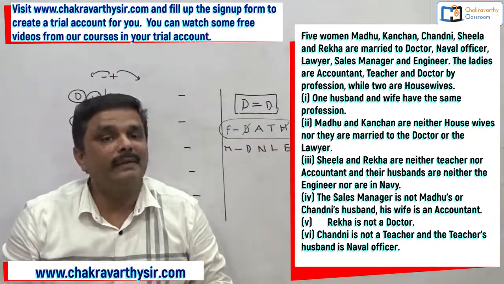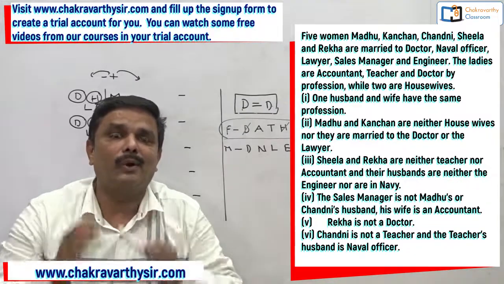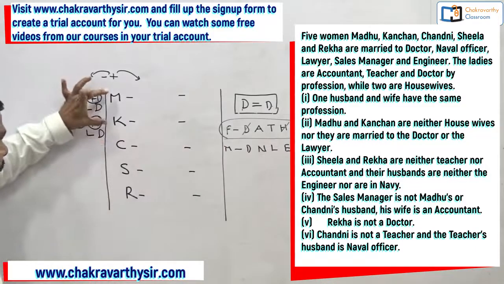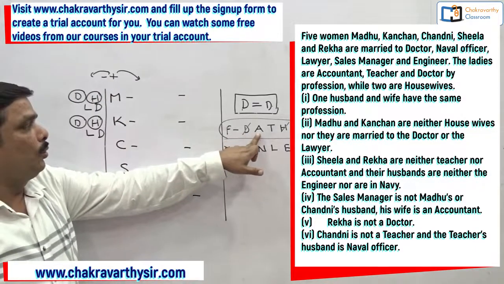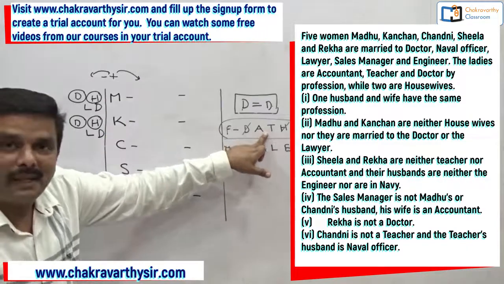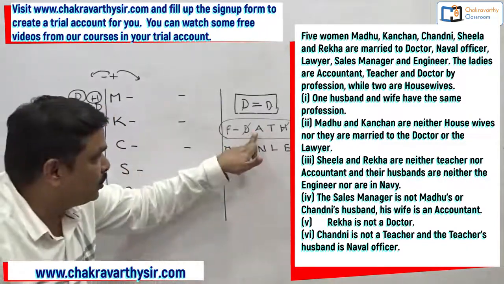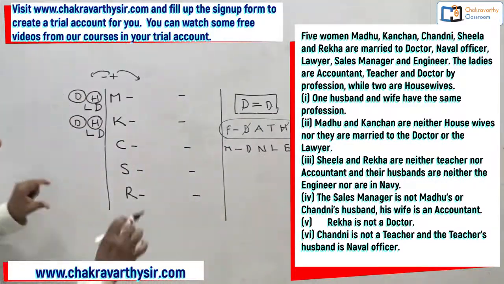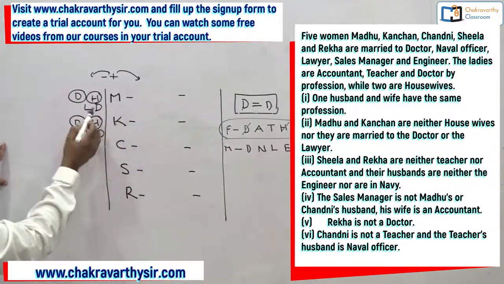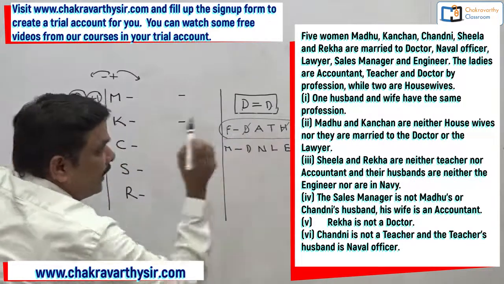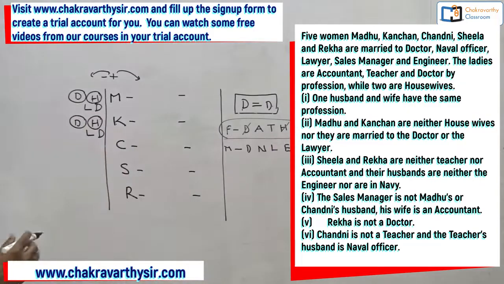Remember, students, in reasoning, particularly critical or logical reasoning, one important finding is this one. Two persons are left out for two professions. When two persons are here, two professions are there. That means these two professions should be mutually given. What do you mean by mutually given? Madhu and Kanchan cannot be housewives or doctors. Only two things are left out, that is accountant and teacher.